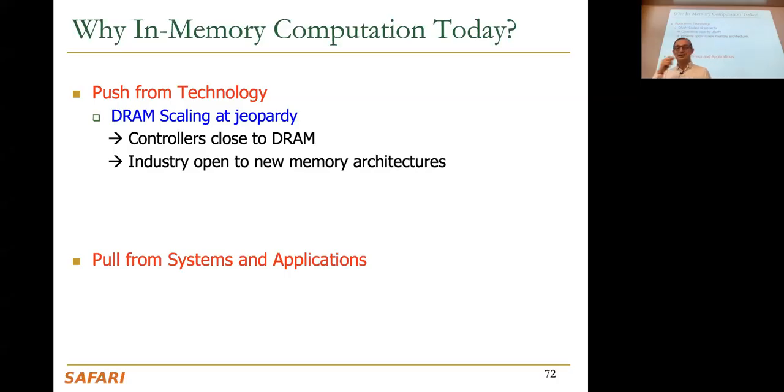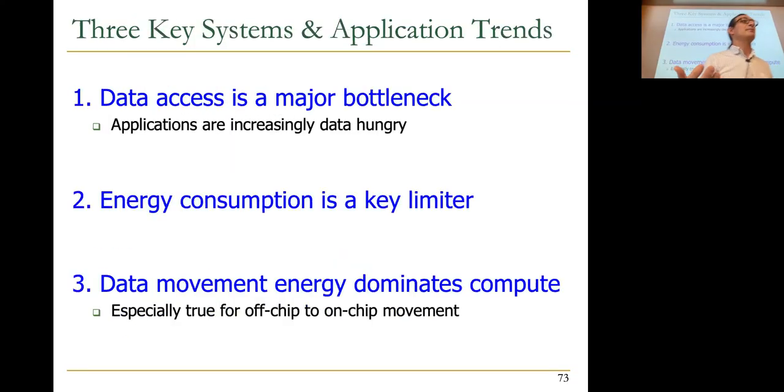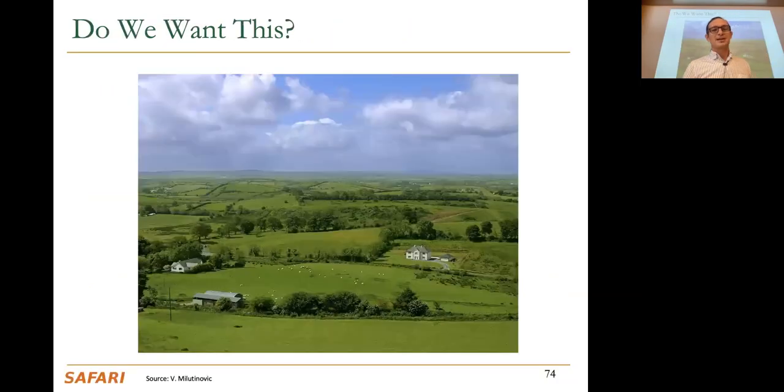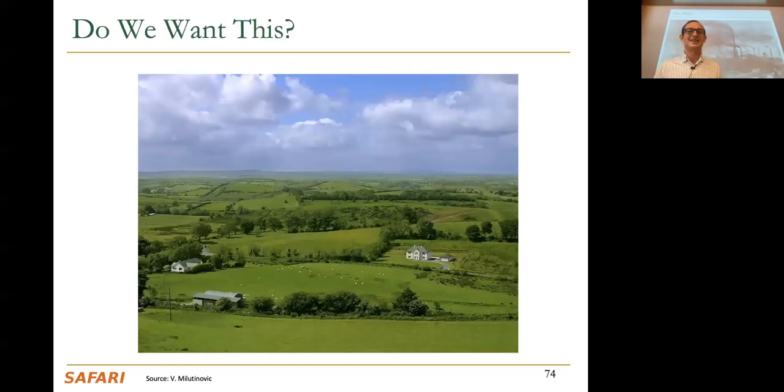Let's look at the systems and applications as well, because this is maybe even a bigger pull. Because today's systems are a lot more bottlenecked by data access. I will show you some real numbers. Energy consumption is a huge limiter today. And today, data movement energy dominates compute energy much more than before. I think, like, philosophizing, do we want a world that looks like this or this? I think I'll pick the previous one that looks more like Lausanne.